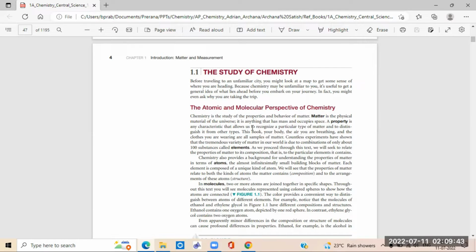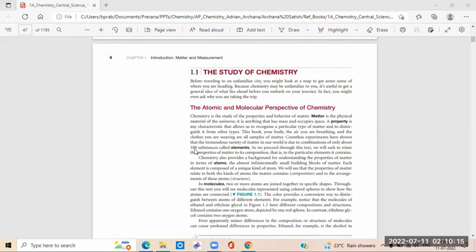Matter, as I told you, we have defined as the physical material of the universe, and it is anything that has mass and occupies space. This is a property which helps us recognize a particular type of matter and distinguish one matter from another. We have to study the characteristic properties of different materials, and based on these properties we identify or distinguish them as different materials.